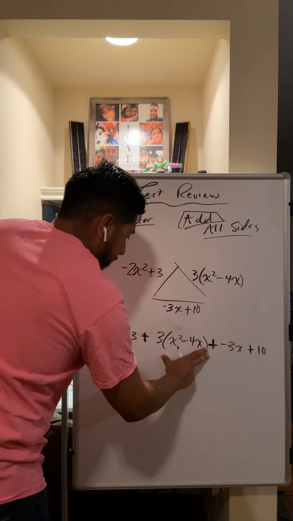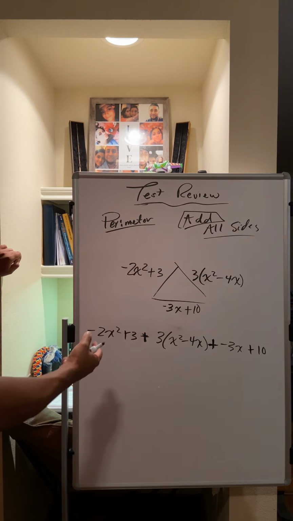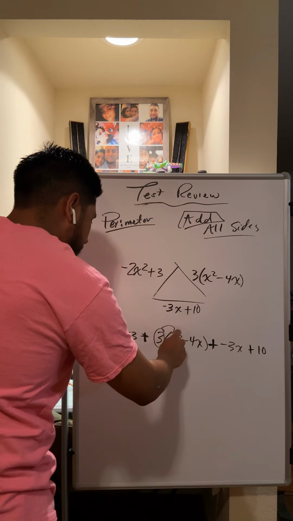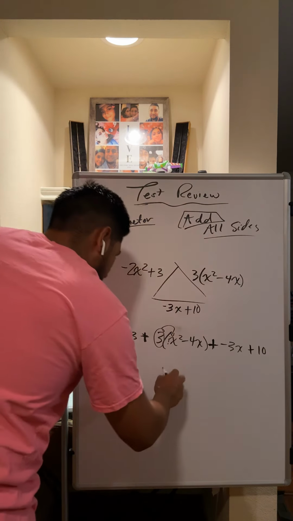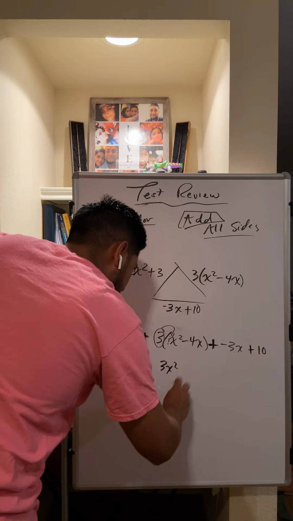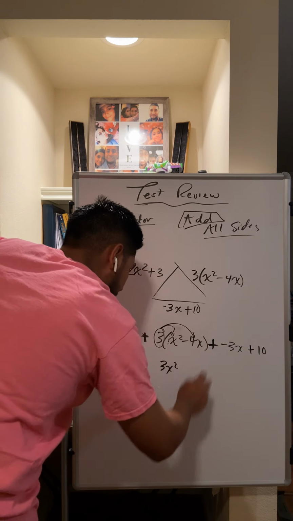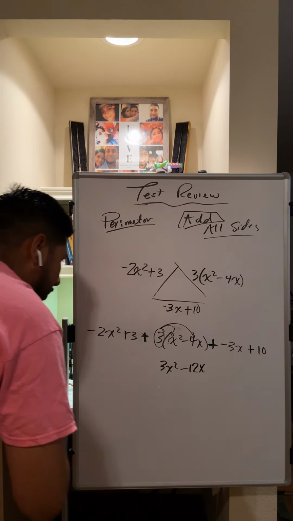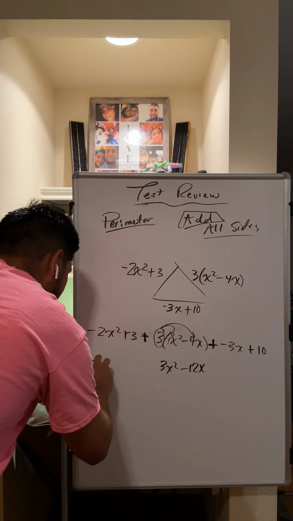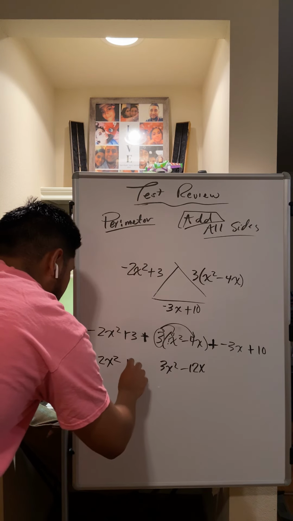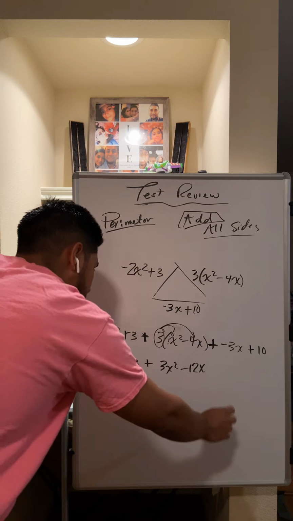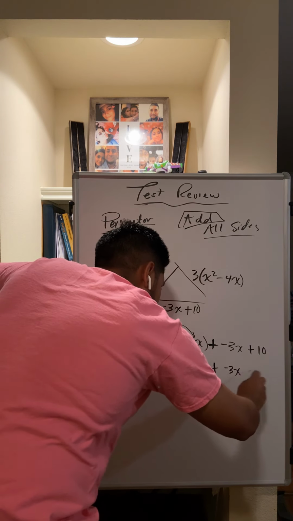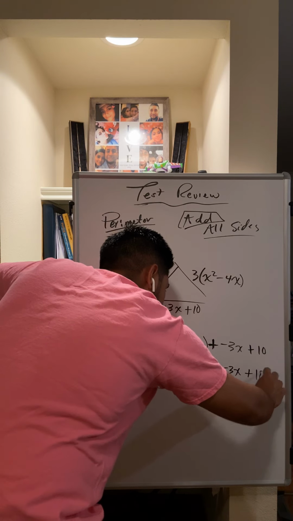Working it out, we have to get rid of this parentheses. Don't forget that we're simplifying. There is no border. 3 times an imaginary 1 is 3x squared. 3 times a negative 4, negative 12x. And I'm just going to bring everything down. Negative 2x squared plus 3 plus the new stuff, plus negative 3x plus 10.